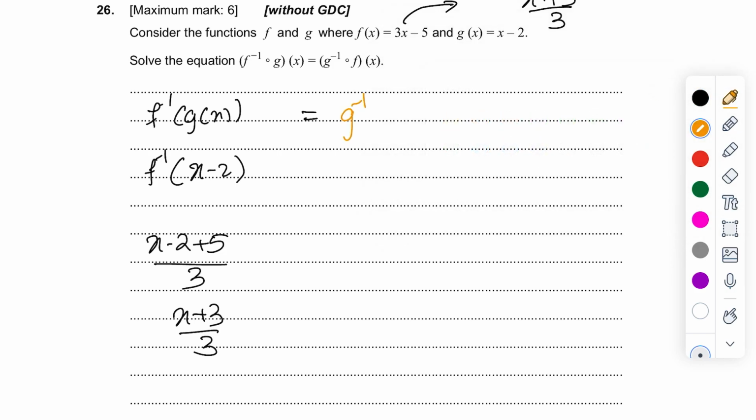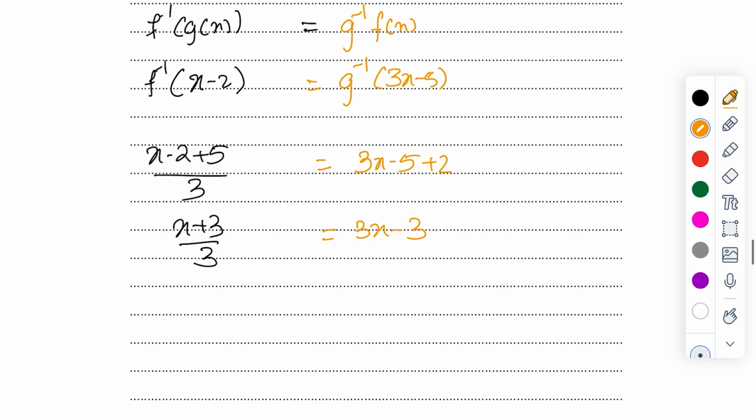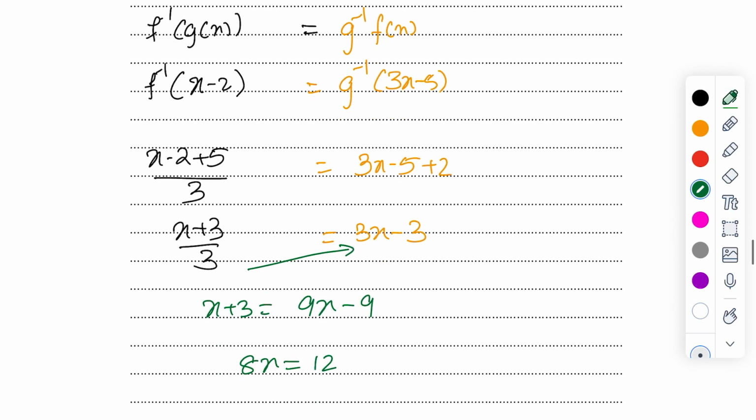g inverse of f of x. f of x is 3x minus 5. What is g inverse? x minus 2 will become x plus 2. So 3x minus 5 plus 2, which is 3x minus 3. Then do the cross multiplication. x plus 3 should be equal to 9x minus 9. So 8x equals 12. So from there, x equals 12 upon 8, which is 3 upon 2.